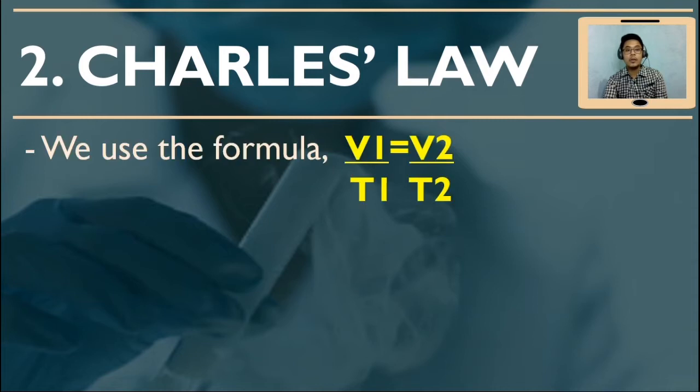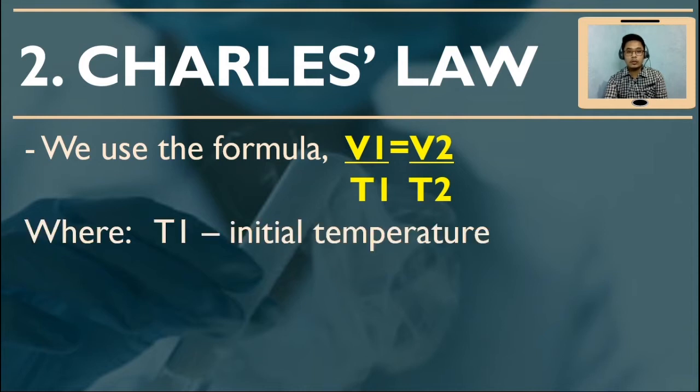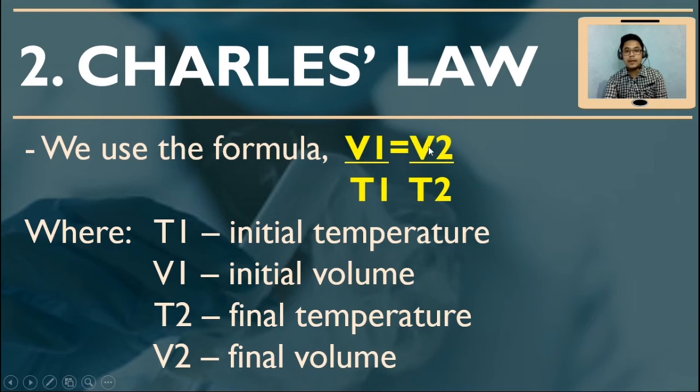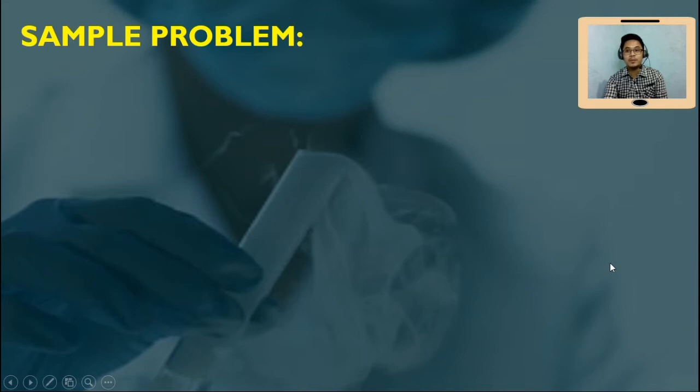Okay, and we are going to use this formula wherein V1 over T1 is equal to V2 over T2, wherein T1 is equal to initial temperature, V1 is the initial volume, T2 is the final temperature, and then V2 is the final volume. And para mas ma-analyze pa natin ng mas maganda itong formula na to, let us have our sample problem.